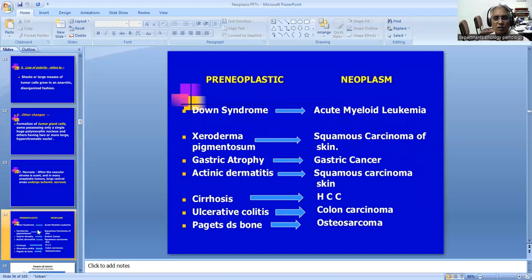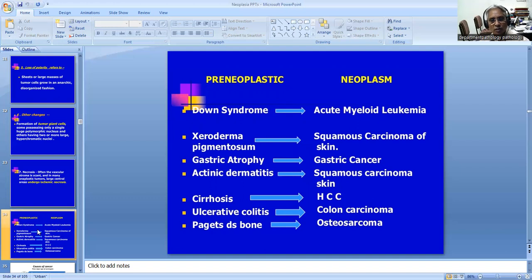There is a long list of tumors or conditions which are pre-neoplastic. They are more prone to develop into a neoplasia. Commonest example is Down syndrome, which can convert into acute myeloid leukemia. Xeroderma pigmentosa can convert into squamous carcinoma of the skin. Gastric atrophy can convert into gastric cancer. Actinic dermatitis is again squamous carcinoma of the skin. Cirrhosis of the liver is a pre-neoplastic condition which can convert into hepatocellular carcinoma. Ulcerative colitis can develop into colon carcinoma. Paget disease of the bone can convert into osteosarcoma.